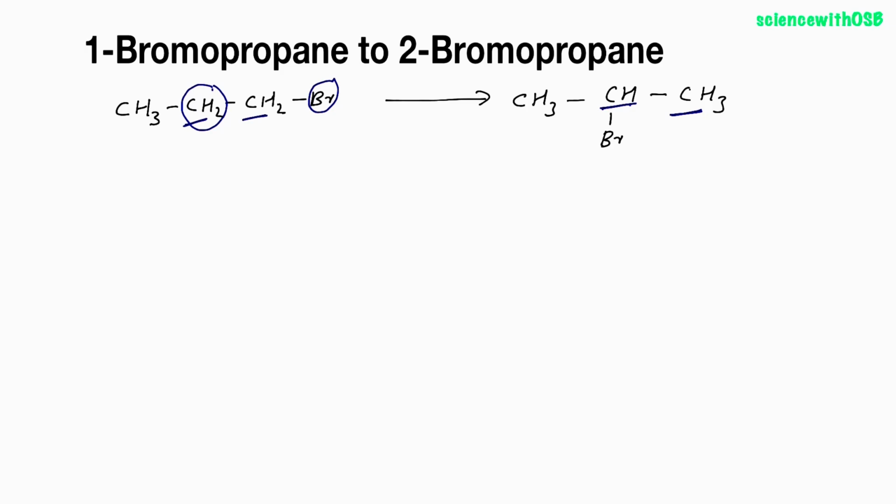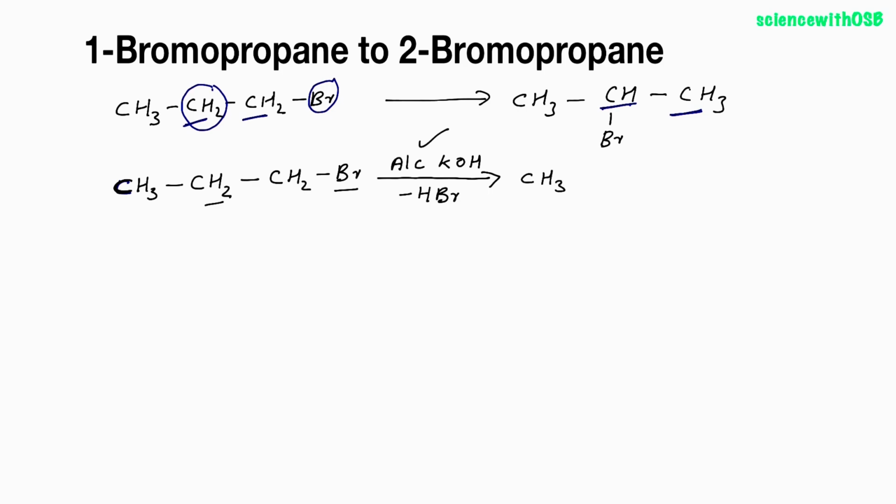So what is the reaction? Dehydrohalogenation. For dehydrohalogenation, what is the reagent? Alcoholic KOH. So what will happen? This bromine and one of the hydrogens will be removed and a double bond will be established between those 2 carbons, right? So what is that? CH3, CH, double bond, CH2.